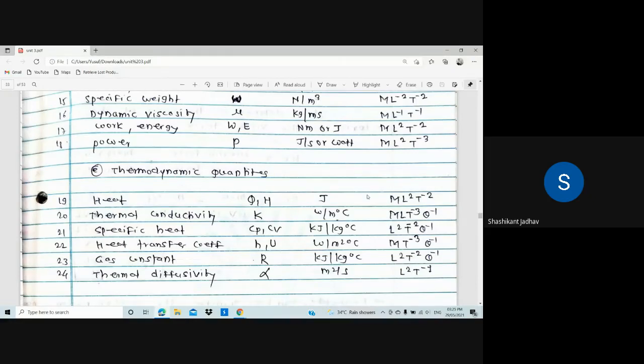Okay, so all of you complete these thermodynamic quantities. Okay, all of you put your roll numbers in the chat box.